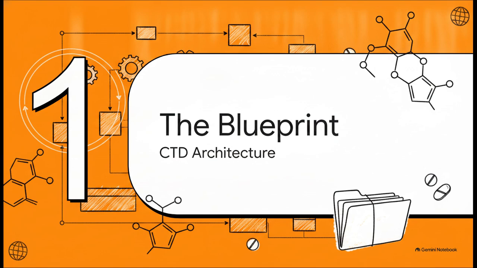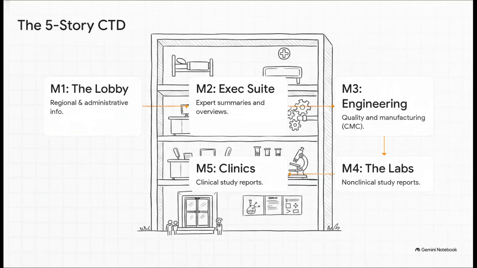The Blueprint, CTD Architecture. So rather than thinking of the CTD as some massive, headache-inducing pile of XML files and PDFs, I want you to visualize it as a carefully constructed 5-story building. Every single floor has a highly designated, globally recognized regulatory purpose. Floor 1 is your lobby. Floor 2 is the executive suite. Floor 3 is the engineering plant. Floor 4 houses the labs, and Floor 5, that contains the clinics. This spatial architecture is exactly how regulators navigate an application. So, let's step inside, shall we?